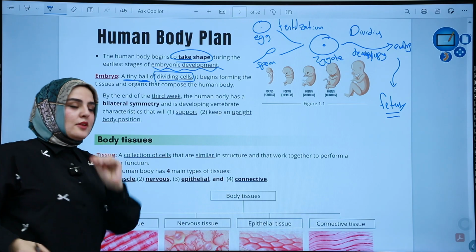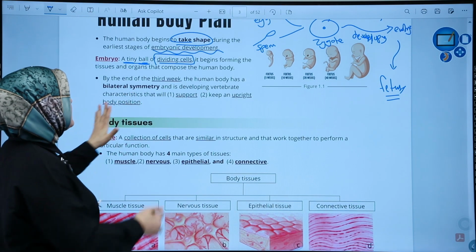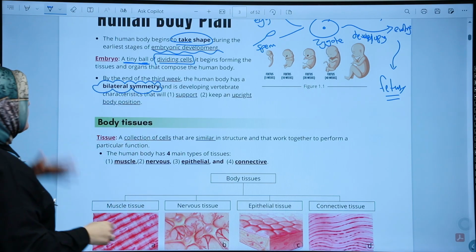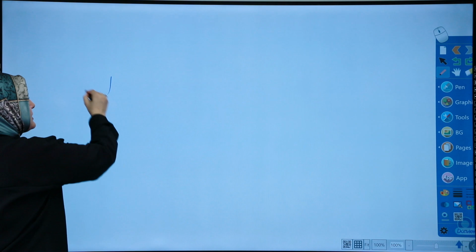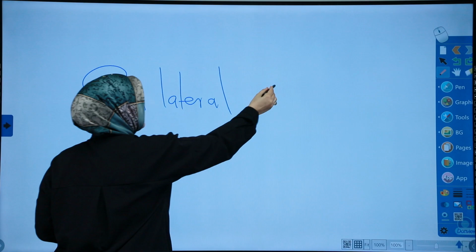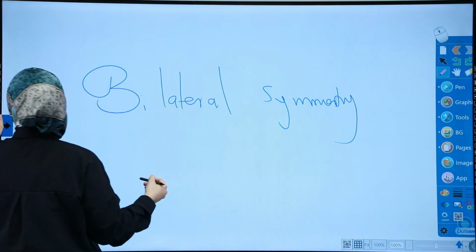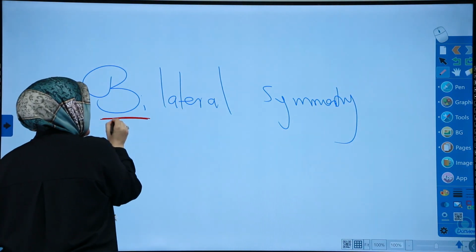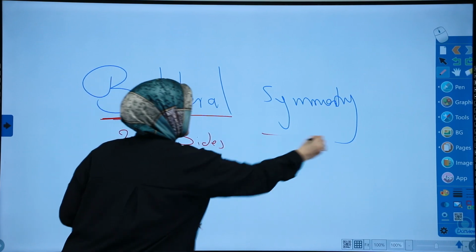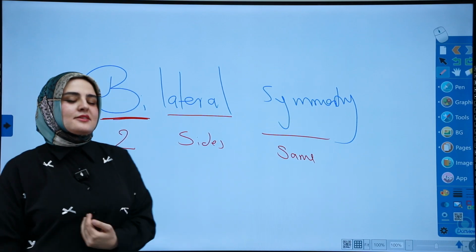Now, there is one thing that is a bit special about human development, which is creating a feature called bilateral symmetry. If I'm going to break down this name for you, let me write it again. Bilateral symmetry comes from this. Bi means 2. Lateral means sides. Symmetry means same. So we got this name because we have 2 sides that are similar.